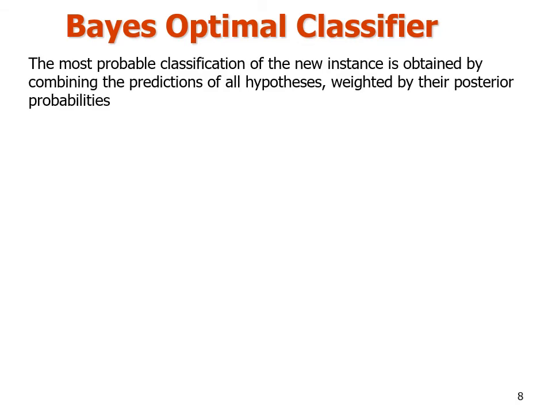The most probable classification of the new instance is obtained by combining the predictions of all hypotheses weighted by their posterior probabilities. So the expression can be written as probability of Vj given D is equal to summation over all hypotheses Hi in hypothesis space H, probability of Vj given Hi into probability of Hi given D.